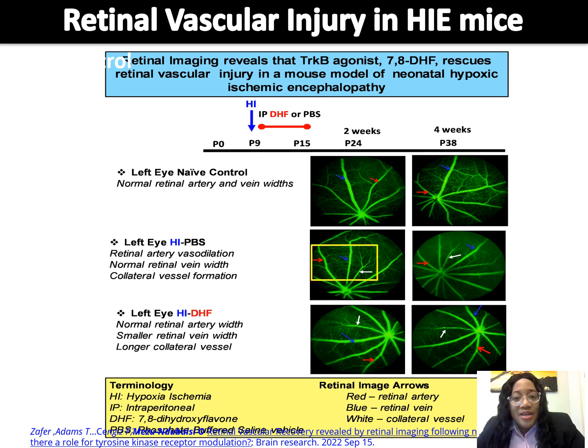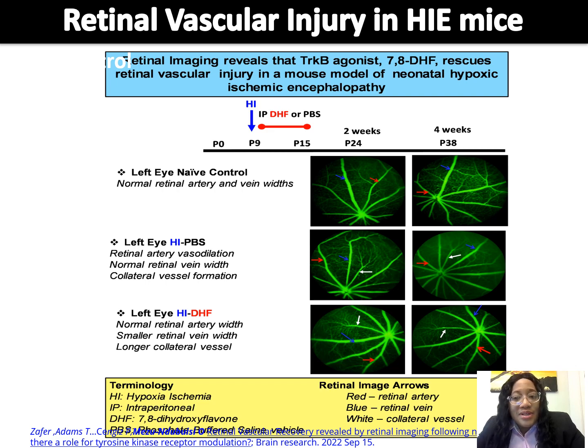Mice with HI showed retinal artery and vein dilation as well as collateral vessel formation at 2 weeks and 4 weeks post-exposure in ipsilateral eyes. There were no collateral vessels seen in the naive control mice. The retinal injury was rescued by 7,8-DHF treatment.